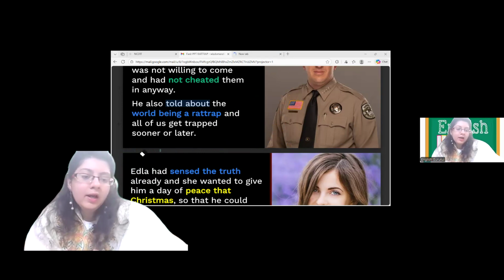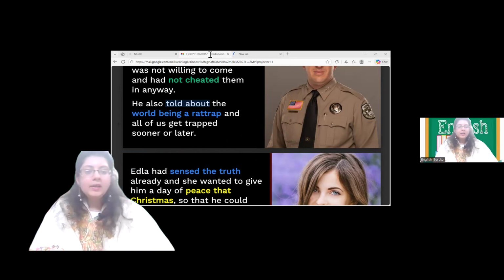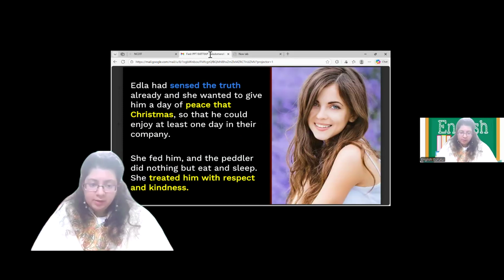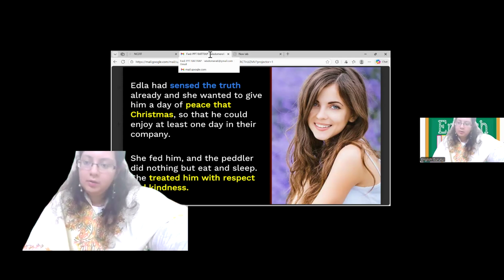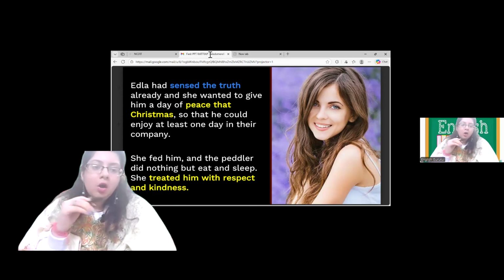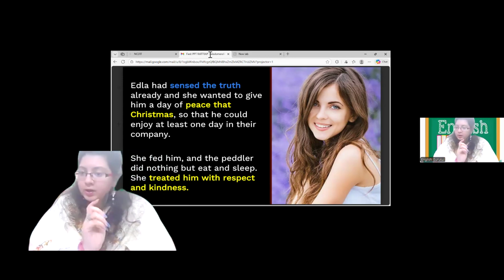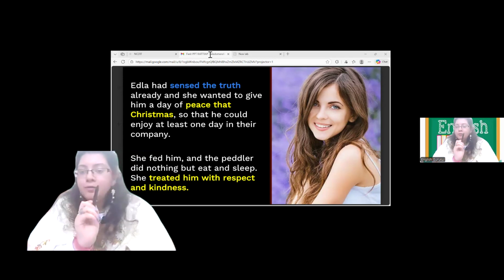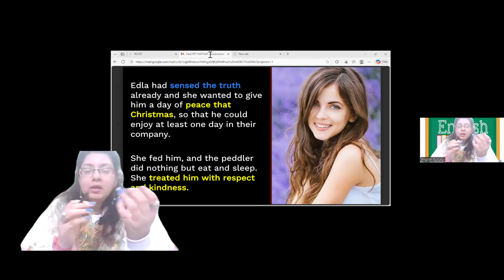Yes, then Edla had sensed the truth already, and she wanted to give him a day of peace, that Christmas, so that he could enjoy at least one day in their company. Now, try to understand. Edla had sensed the truth, so she could figure out that her father was the one who had actually brought him, and it was not vice versa.